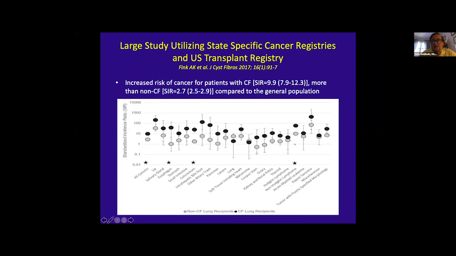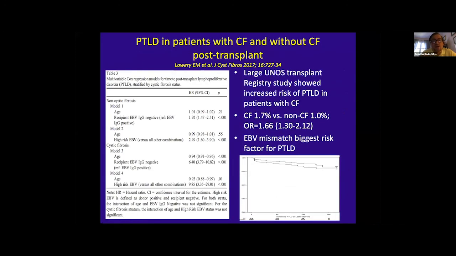And you can see in the Fink study that lymphoma is one of those things that is increased in the CF population. They found that in the non-CF population compared to the standard population it is 2.7 times, and for CF it is 9.9 times. So it's definitely higher for CF. Another well-done study by Erin Lohr at Loyola used the UNOS registry to find out what the risk is for patients with CF, and found that after adjusting for everything, CF patients had about 1 2/3 the risk of the non-CF population with the same characteristics.